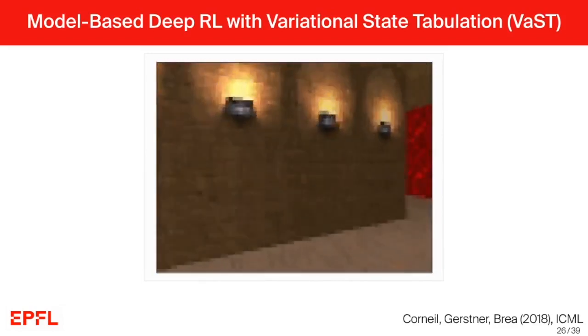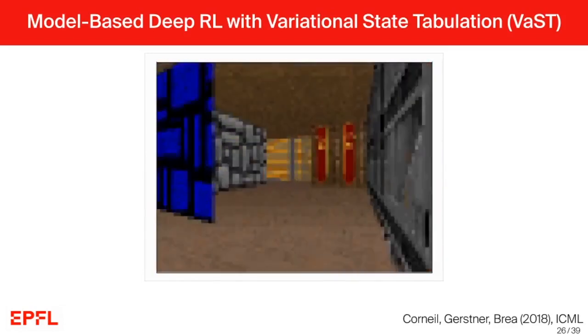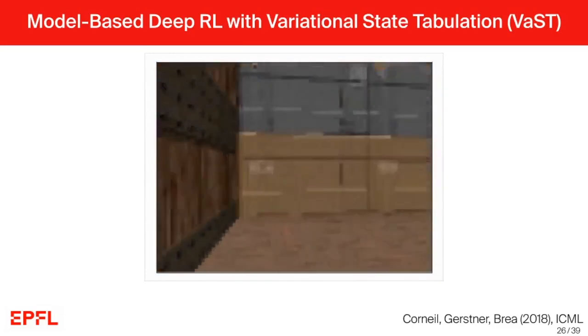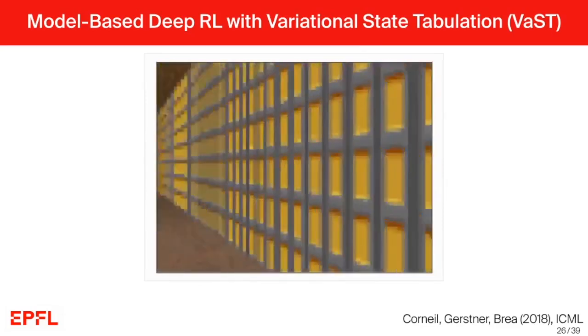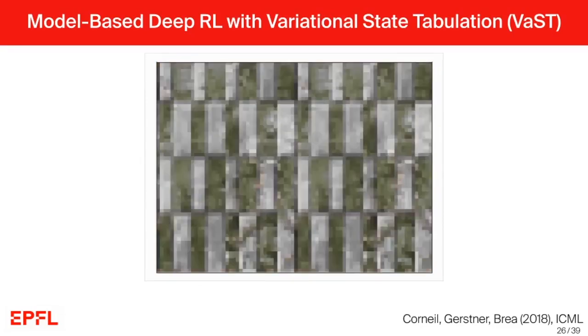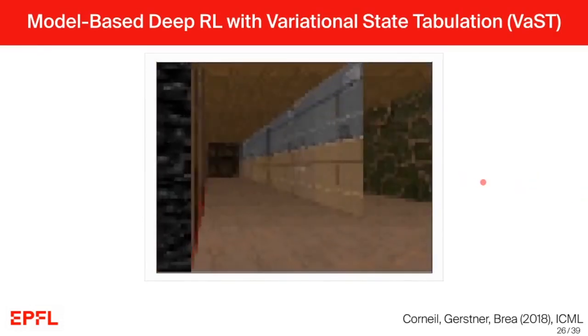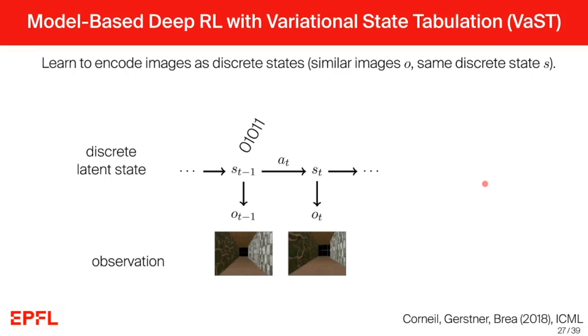Now, where is the model here? How can we do model-based planning or model-based reinforcement learning in this setting, you may wonder? Because planning with this high-dimensional video input may be very difficult. So the key idea of this approach was to learn to encode images as discrete states such that similar images O are mapped to the same discrete state S.